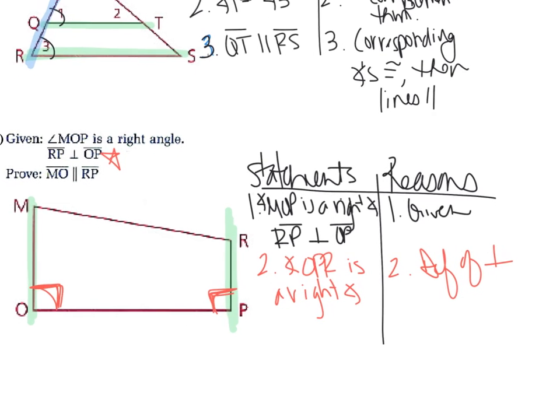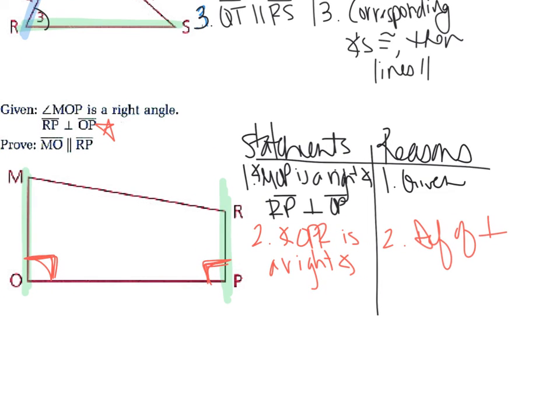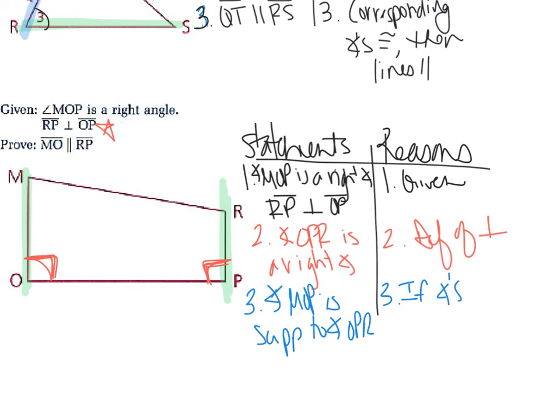Okay? So I can't jump to here and say that MO is parallel to RP, because remember that it says that they're supplementary. It doesn't say that they're two right angles for our converse. It says that they are supplementary. So I first have to show that these two angles are supplementary. Well, once again, this brings back some old information. That angle MOP is supplementary to angle OPR, because if angles are right angles, then they are congruent and supplementary.